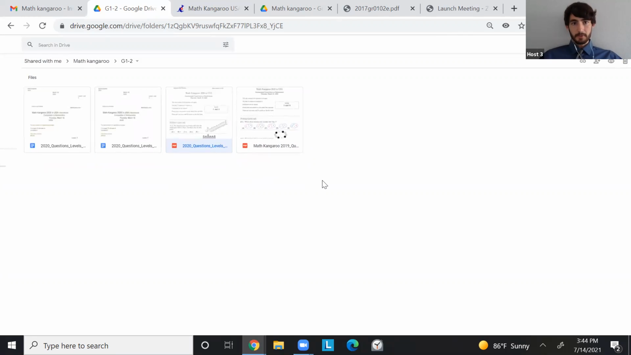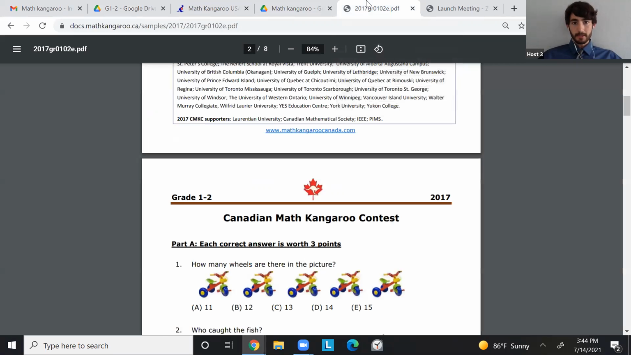Now, I have copies for the 2020, 2019, and 2018 Math Kangaroo exams. After that, I'm not sure if UStart has more resources. As of now, they didn't. So what I had to do when looking at Math Kangaroo exams 2017 and under is I had to use the Canadian Math Kangaroo website. It's really easy to get to. I can actually just show you.